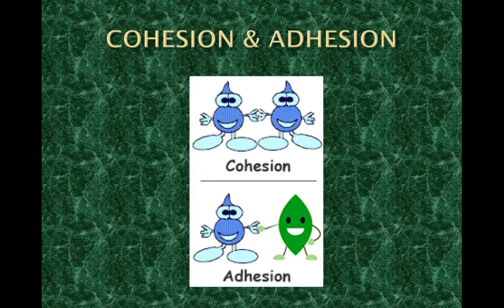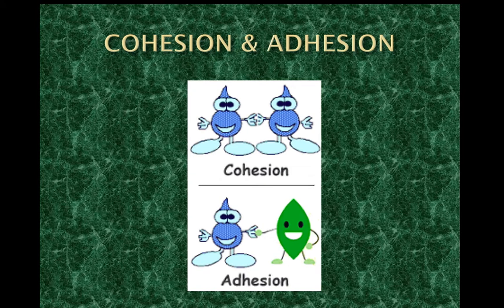Cohesion and adhesion are also involved in the xylem sap moving up. Cohesion is when water molecules stick together due to hydrogen bonds. Adhesion is the sticking together of molecules of different kinds. Water molecules stick to the cellulose molecules in the walls of the xylem. Adhesion counteracts the downward pull of gravity and holds water in the xylem when transpiration is not occurring.